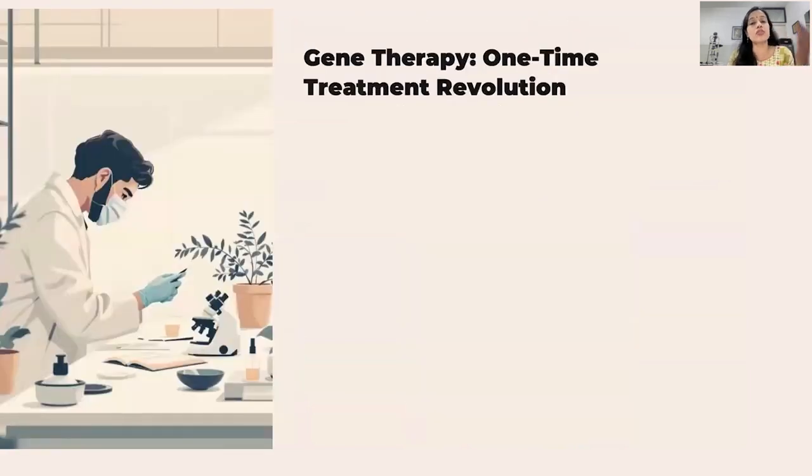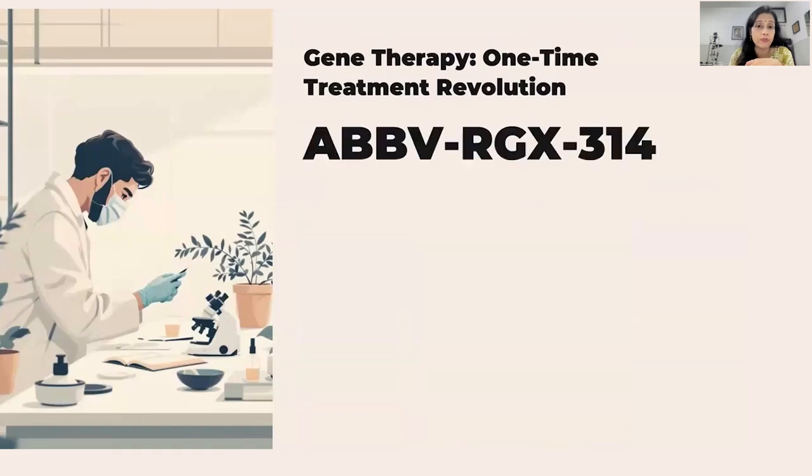And then there's gene therapy. It's the flavor of the season. Every disease, we are exploring options of gene therapy. It's obviously a one-time treatment, so it will definitely help our patients.